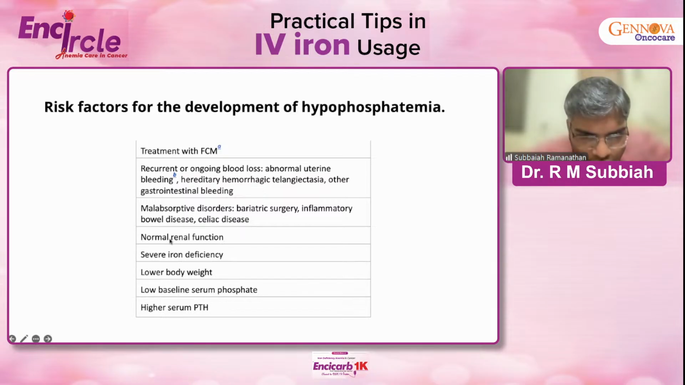The normal renal function increases the chance of hypophosphatemia, in contrast to chronic kidney disease, because the kidneys function well, so the phosphate is lost. Whereas in CKD, already the excretion of phosphate is hampered, so the iron formulations don't cause much trouble there. So an individual with a normal renal function is more prone to develop this complication in comparison to a patient with CKD. Lower body weight, already low serum phosphate at baseline, and higher serum PTH can all lead on to worsening hypophosphatemia. This is the secondary hyperparathyroidism mechanism.